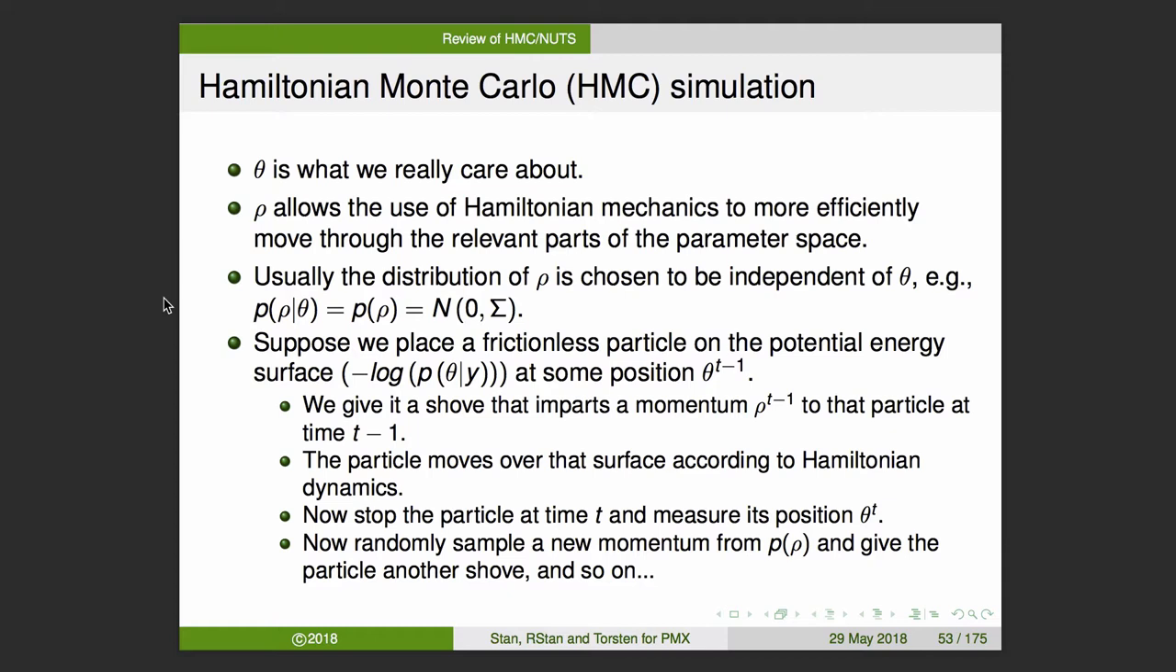And then what we're going to do is pre-specify some time at which we're going to stop that particle, and we're going to stop it and measure its position, which is going to be theta t at that point. And so we're going to capture that information. Now we're going to sample a new momentum from our distribution and give the particle another shove and do that over and over again.